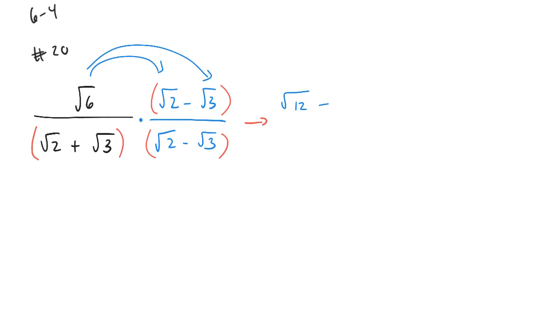Root 12 minus root 18 all over. And remember, insides multiply insides. There are no outsides in this problem. There are no coefficients. But if they were there, the 2 outside here would multiply by the 3 as a coefficient, not an index. So we have to remember insides, insides, outsides, outsides.